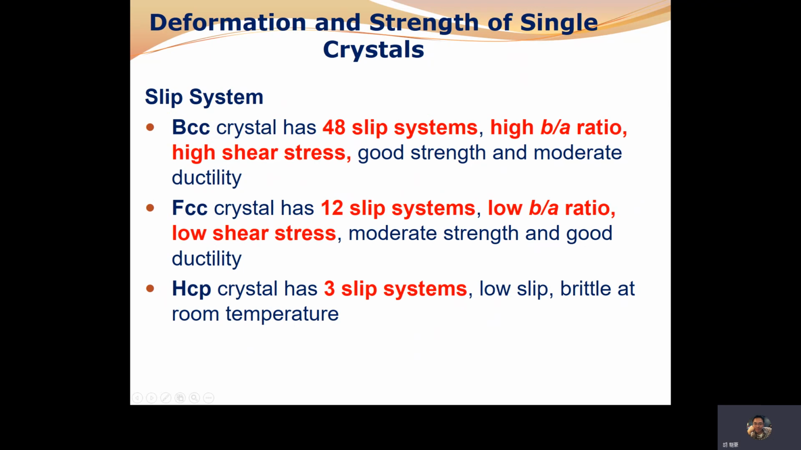Therefore, the BCC crystal has up to 48 slip systems, and with the high B over A ratio, they have good strength and moderate ductility. FCC crystal has 12 slip systems, and with low B over A ratio, they have moderate strength and good ductility. And the HCP structure has only 3 slip systems. Therefore, most HCP structures are brittle at room temperature.